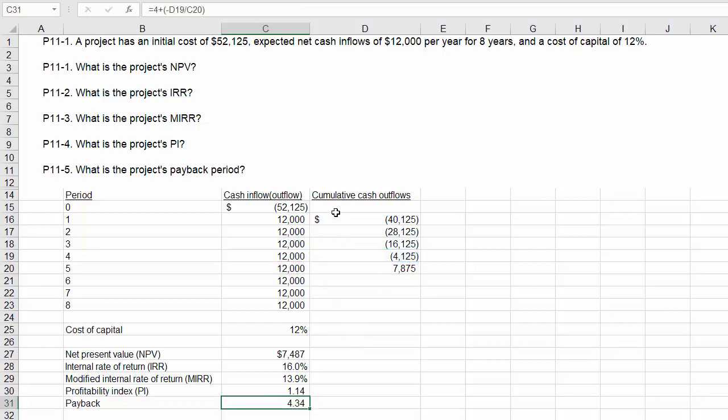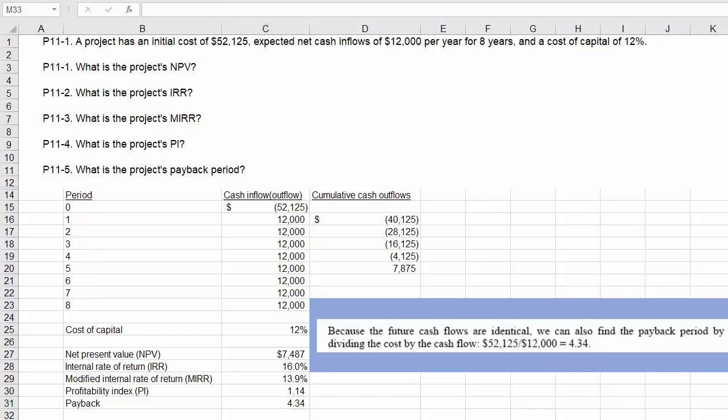Now, in this example, we didn't have to actually do it that way. You could have just taken 52,125 and divided it by 12,000 to come up with payback, because the cash flows were constant per year once we started getting positive cash flows at the end of year one. Okay, to support what I just said, I posted some language that shows you just take the 52,125, the initial cash outflow, and divide it by the annual cash inflow.